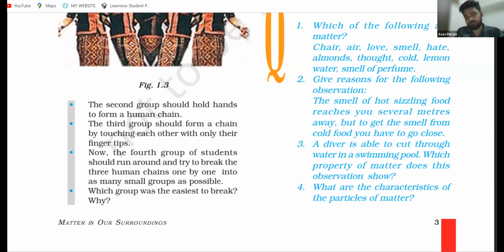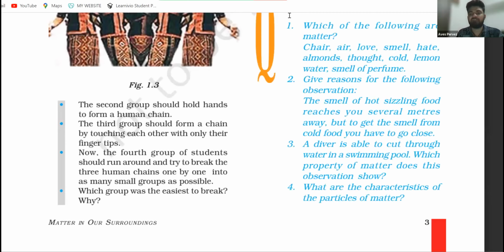We are not able to cut the particles of solids. So this can simply be explained: the particles of matter have space between them. The answer for this question is simple: particles of matter have space between them. Were you able to write the answer? Note this question: a diver is able to cut through swimming pool water. This shows that particles of matter have space between them. Note the answer for this question.